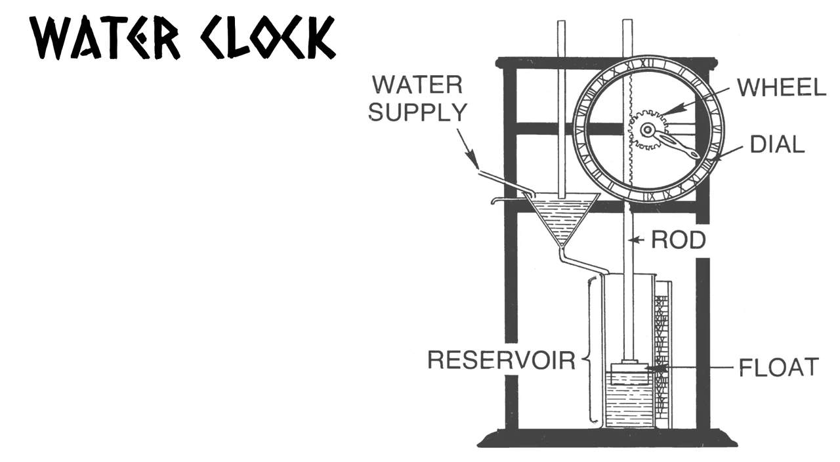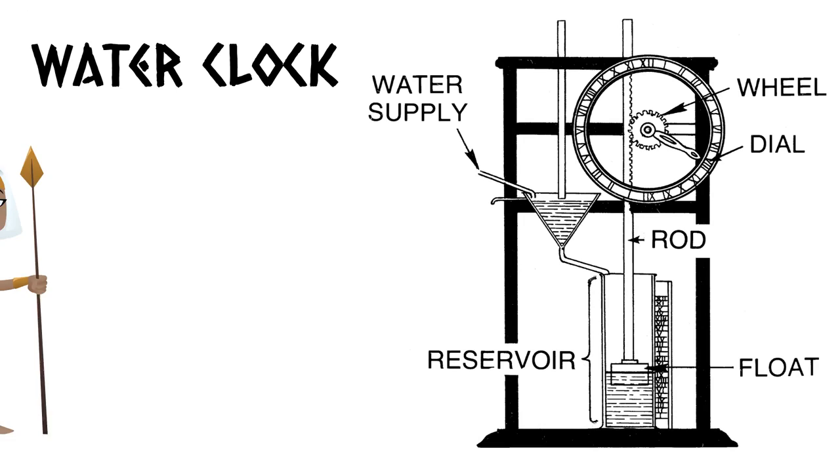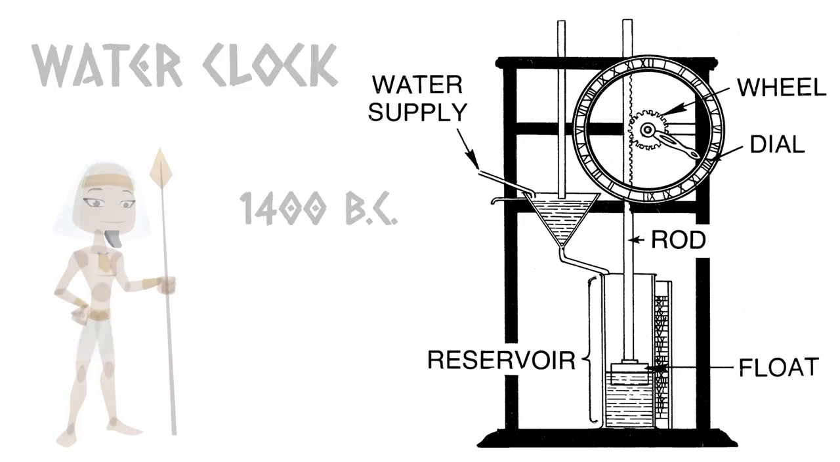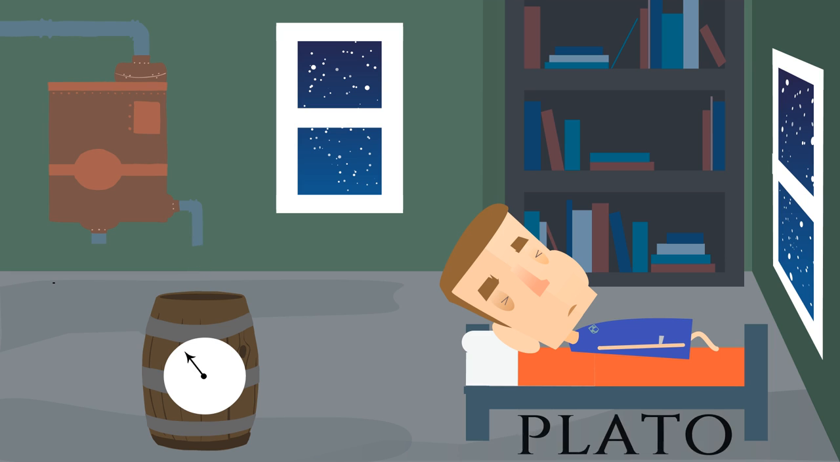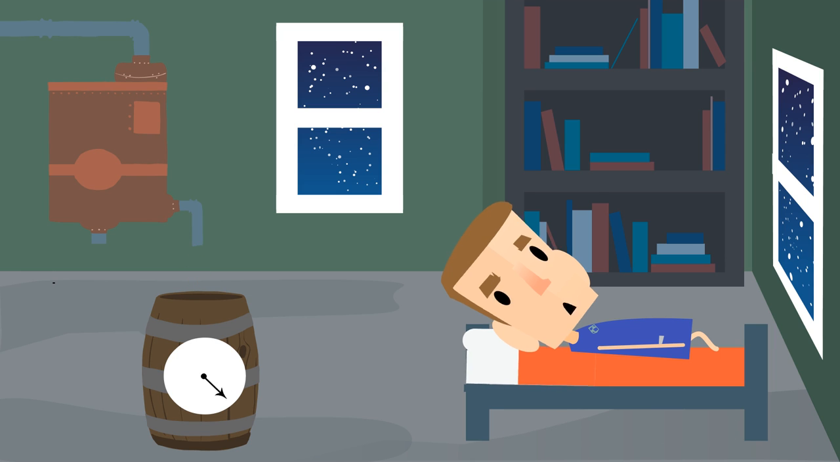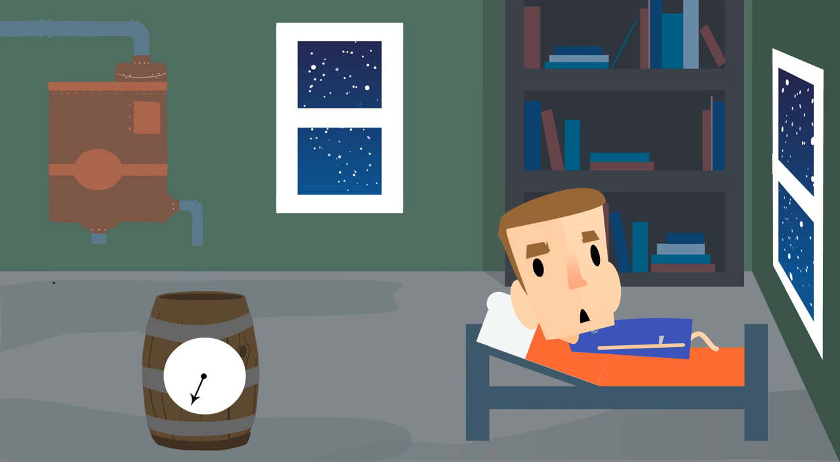The water clock was invented soon after the dial by an Egyptian pharaoh in 1400 BC. It was perhaps the most accurate timekeeping device of the ancient world. In fact, Plato, the legendary Greek philosopher, created the alarm clock through the use of the water clock. As water filled up the reservoir, it blew a whistle that disturbed his awesome sleep.